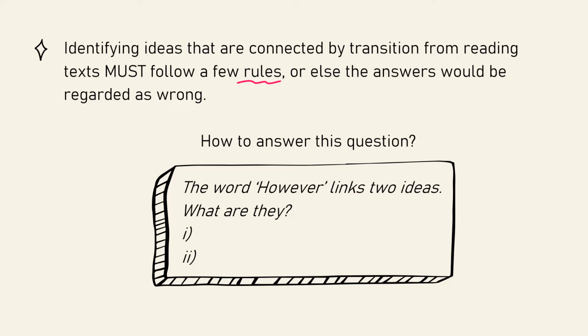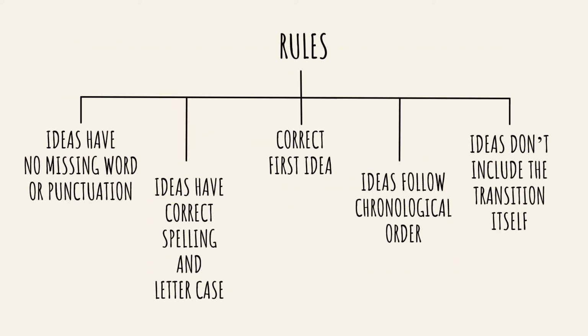So how are we supposed to answer this kind of question? You need to follow a few rules in order to get the right answer. Here are the rules. There are 5 different rules that you need to adhere to when identifying the answers to the question just now. The first one: the ideas that you give must not have any missing word or punctuation. Meaning to say, you need to write in full, you have to have all the words, and you need to write in correct punctuation.